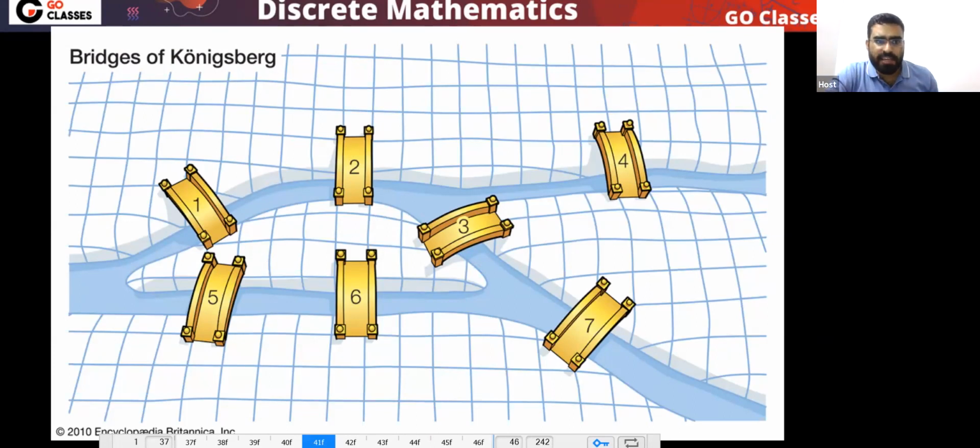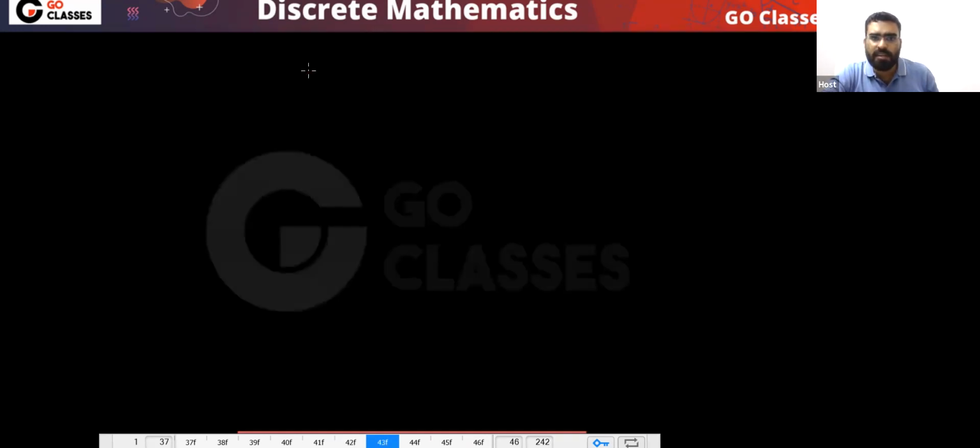So he created a graph like this. Let me call it land number A, land number B, land number C, and land number D. So you have a total of four pieces of land. Now you can notice here, you have a total of 7 bridges. So this is what Euler did. Euler created a graph like this.